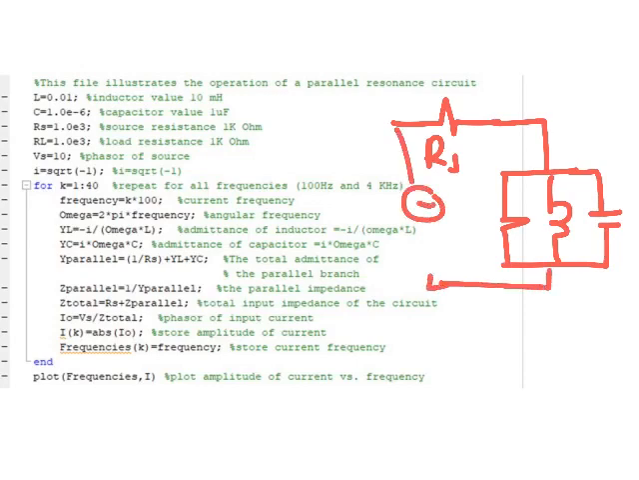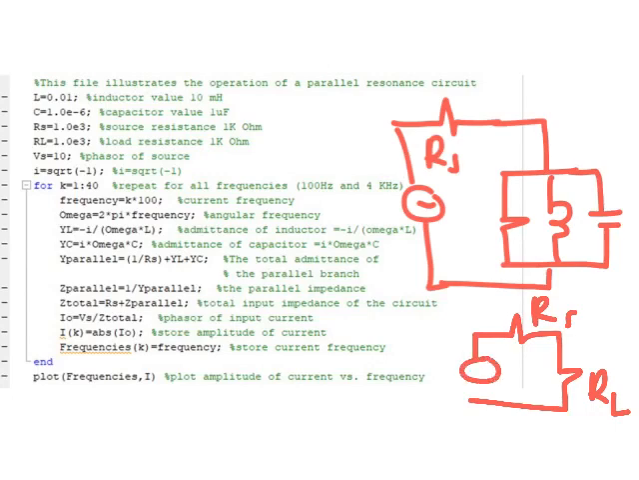Okay, at resonance, what's going to happen? The L and C will cancel each other out, and this part here becomes an open circuit. Let me repeat this again. At resonance, the L and C will cancel each other out, and this part here will represent a really open circuit. So at resonance, this is what you have: the resistance RS in series with the resistance RL, and the inductor and the capacitor both represent an open circuit.